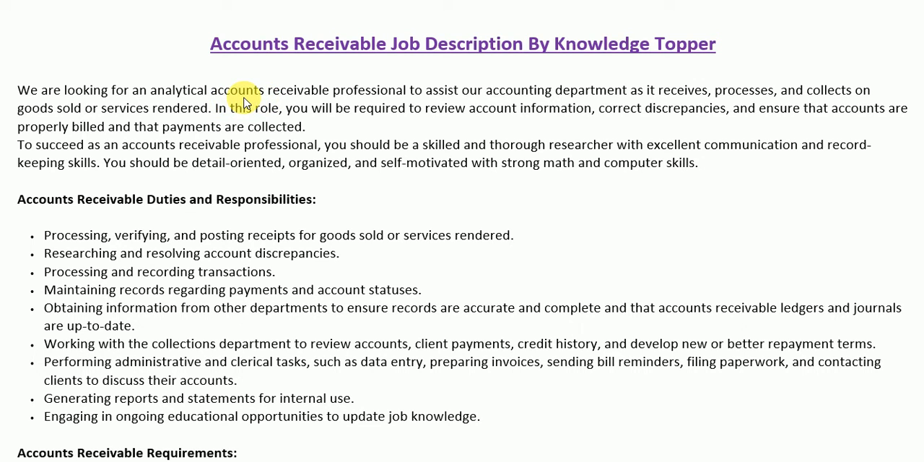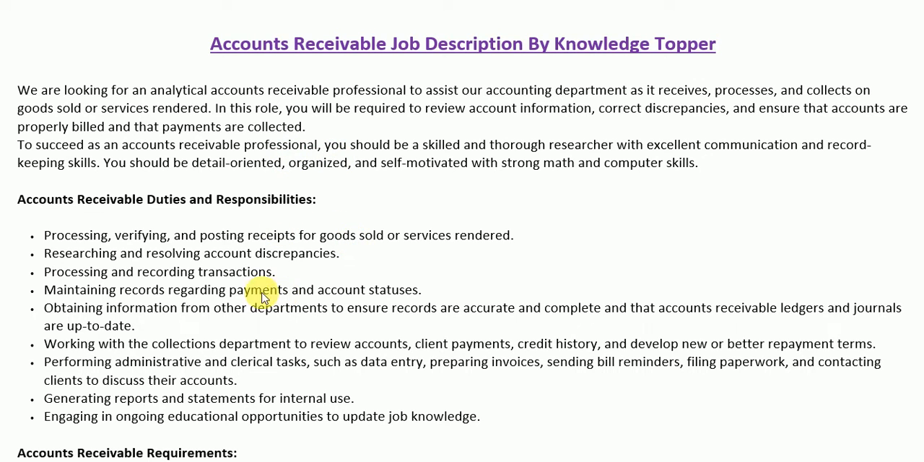Then in this paragraph, very important duties and responsibilities are mentioned by the company, as well as some important skills, in order to find its potential candidate. Basically, this paragraph is a summary of this whole job description, and it includes all the very important and key information about a job of an accounts receivable.